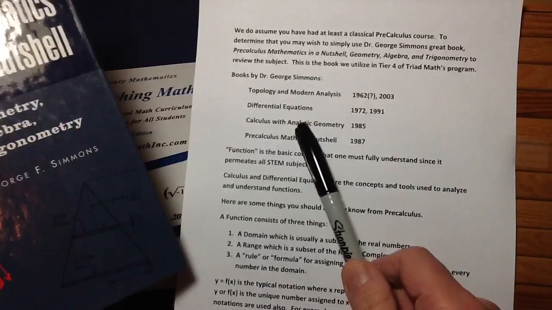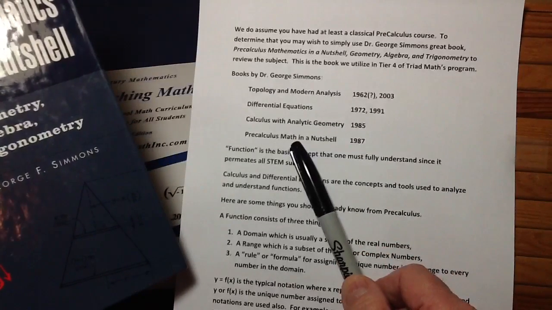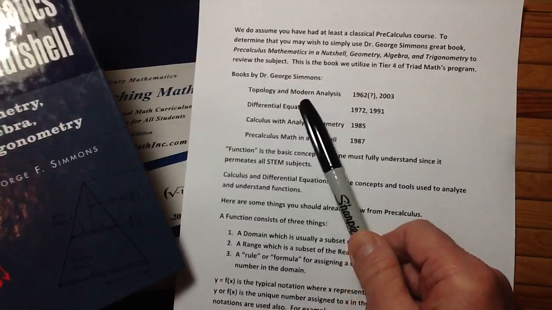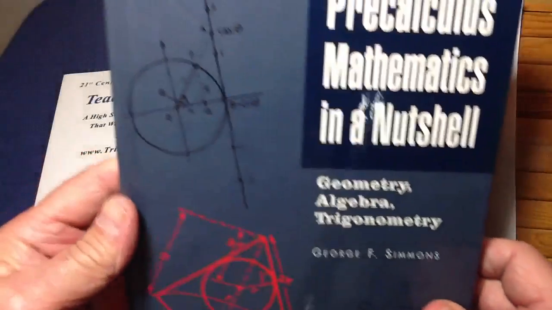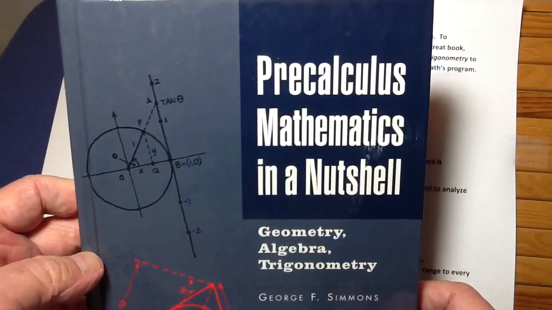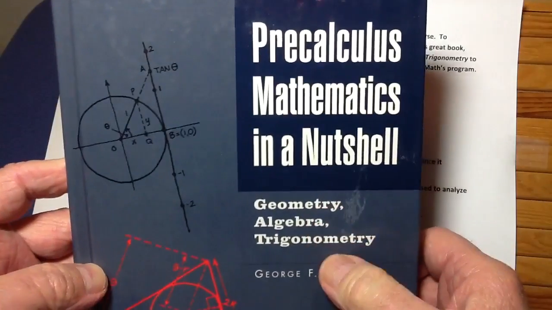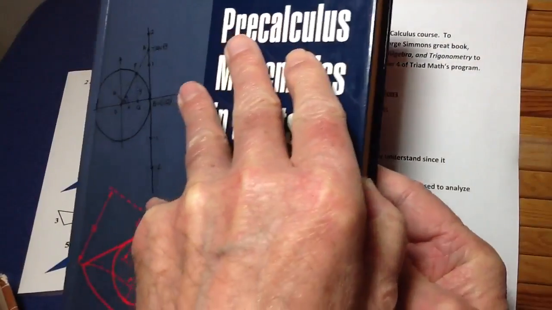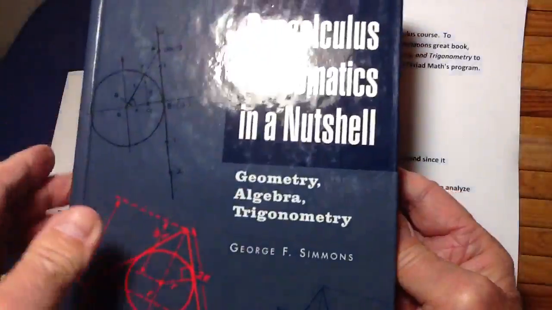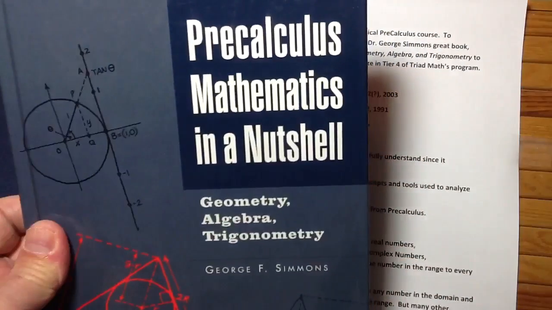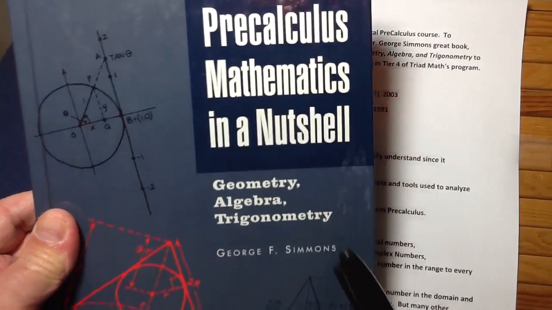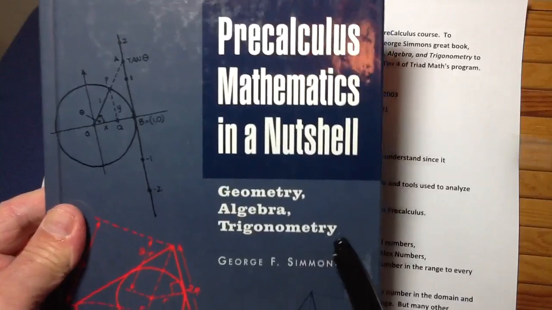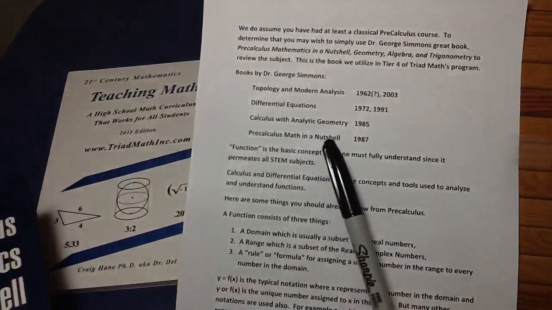Then finally, in 1987, I think Dr. Simmons decided that students just weren't prepared with pre-calculus enough to come into these calculus and differential equations courses, and he wrote his great book called Pre-Calculus Mathematics in a Nutshell, Geometry and Algebra and Trigonometry. And this is the book we use in Tier 4, and it is only 119 pages long, and it covers the pre-calculus math that you need for this workshop and that you should have had. Now, it's only a 119 page long book. It only costs about $15 on Amazon, and that's what makes it so amazing.